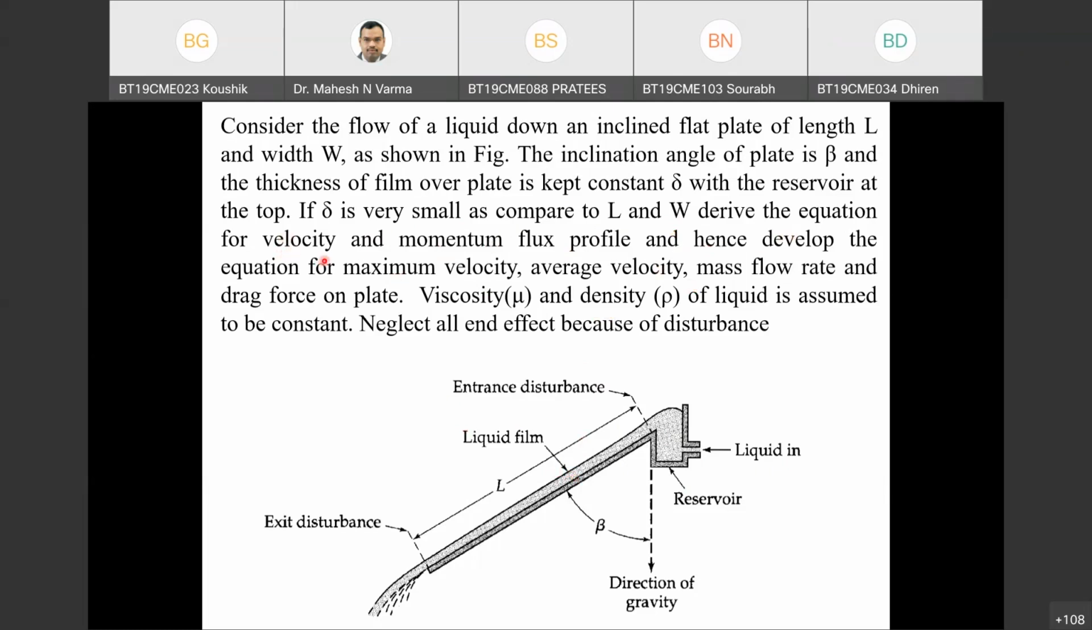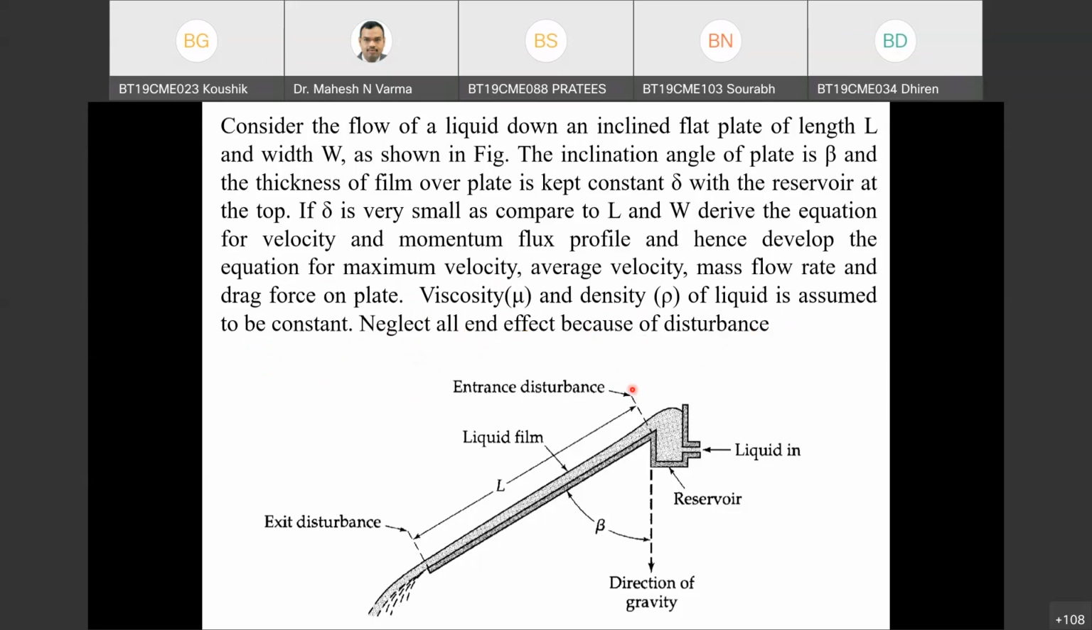Derive the equation for velocity profile and momentum flux profile, and hence develop the equation for maximum velocity. Once you get this velocity profile, you can get all these: maximum velocity, average velocity, mass flow rate, drag force on a plate. Given that viscosity and density of liquid is assumed to be constant, neglect all end effect because of the disturbances.